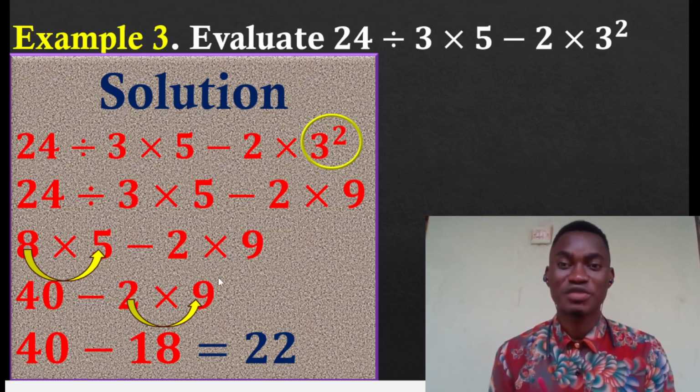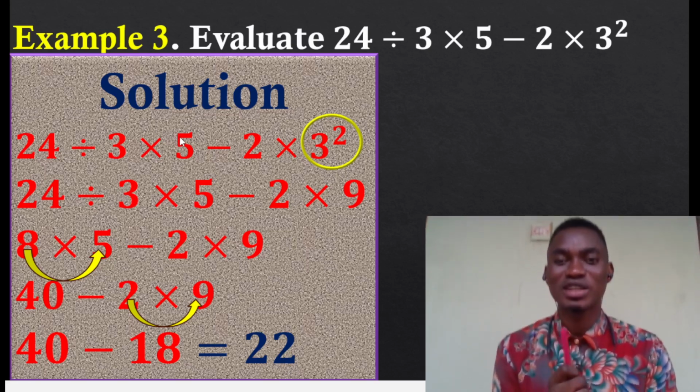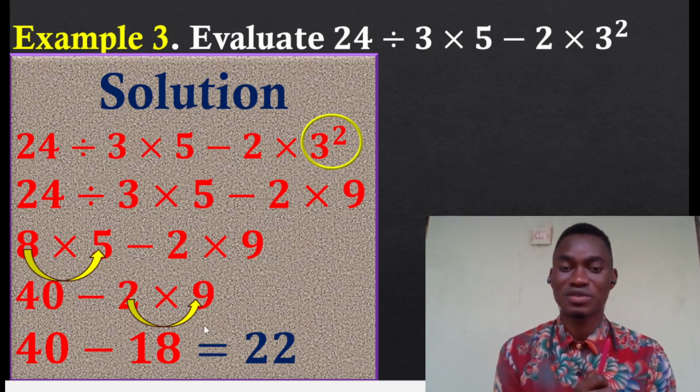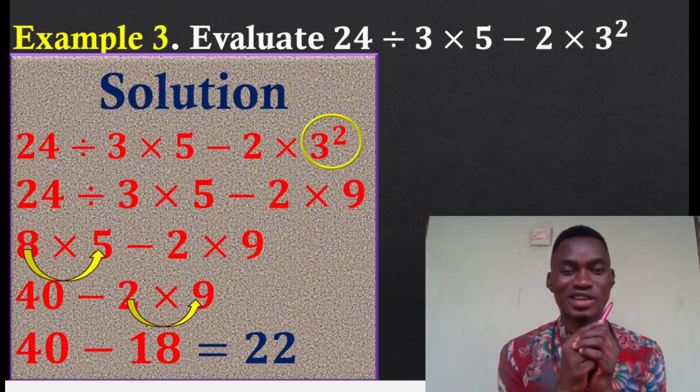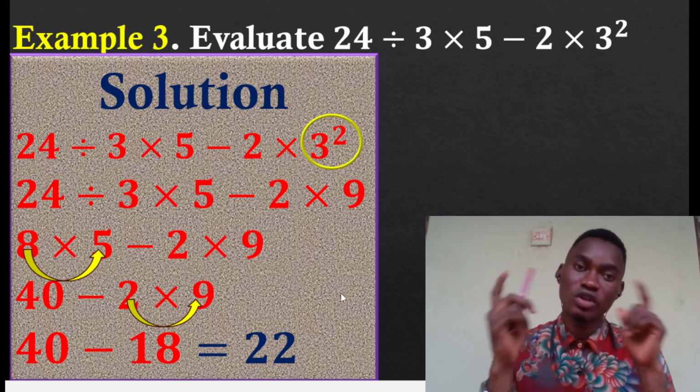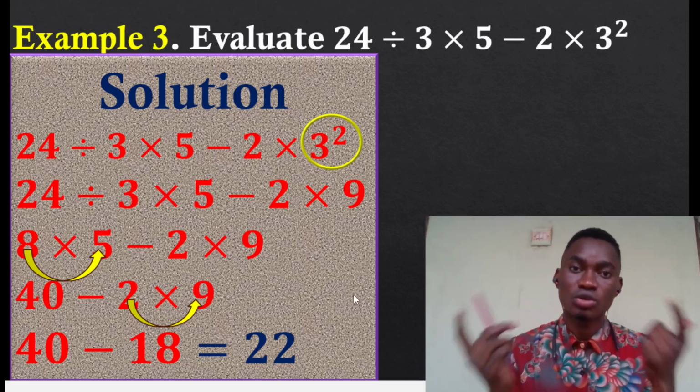So you have to be very, very careful. If you're not careful enough, you may end up getting a result different from 22. And that is not the correct answer. Alright, so always be careful. Pay attention to the rule of the game.